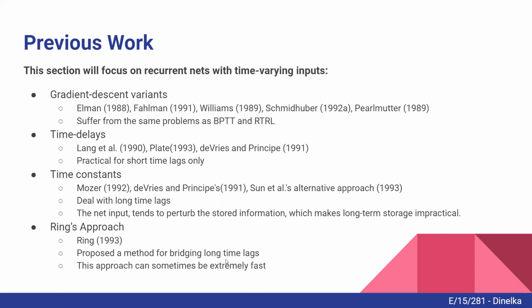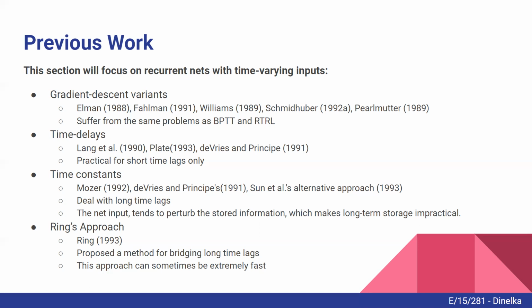In previous work, they mainly focused on recurrent nets with time-varying inputs. Gradient descent variants are the approaches of Elman, Fahlman, Williams, Schmidhuber, Pearlmutter, and many of the related algorithms in Pearlmutter's comprehensive overview suffer from the same problem as backpropagation through time and real-time recurrent learning. Time delays were discovered by Lang et al., Plate, and Dewey's and Principe, and this is practical for short time lags only.